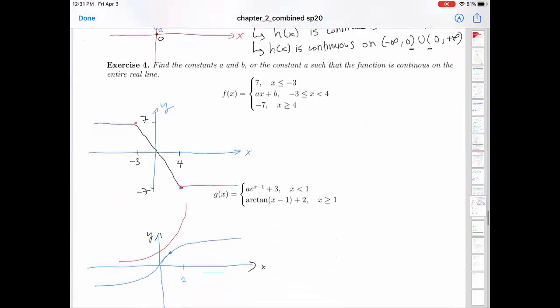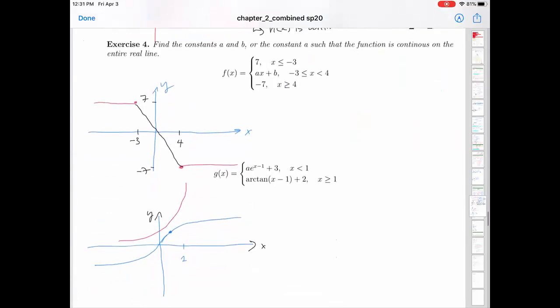All right, let's look at exercise number 4. You are asked to find the constants a and b, or just the constant a in g of x, such that the function is continuous on the entire real line. That means you want to determine a and b, or a here, so that the functions f of x and g of x are continuous everywhere from negative infinity to positive infinity. So when I graph this first function f of x here, it's a piecewise function, right?